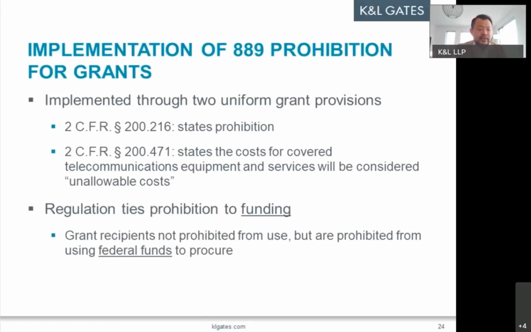The other one that's a companion piece to this is 2 CFR 200.471. Now, for those in the audience who deal on the cost side, this is one of the new cost principles. It was effective last November of 2020, and it makes unallowable any cost that was used to procure or obtain covered telecom equipment or services. Both these clauses are tied to funding. You can use covered telecom, you just cannot use federal money to do it. The other important thing is that these provisions apply not only to the initial recipient, but to all your subrecipients.